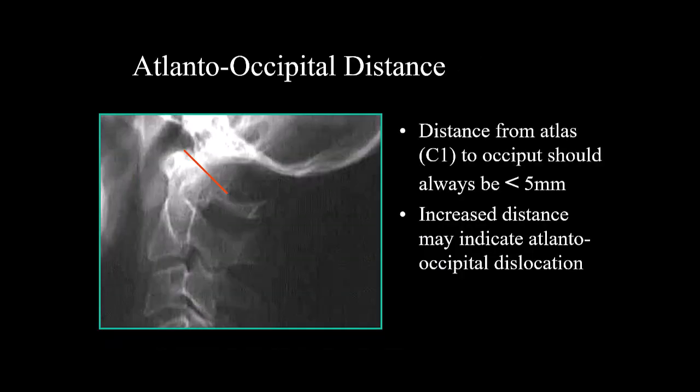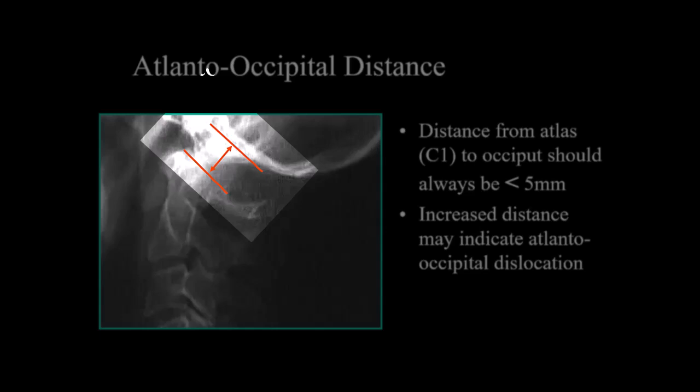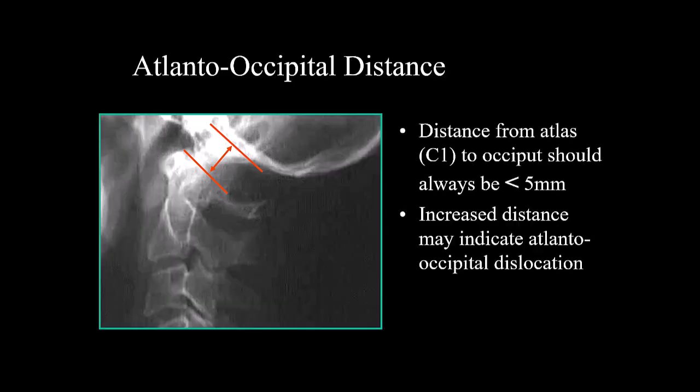We also want to take a look at the atlanto-occipital difference. Increased distance may indicate an atlanto-occipital dislocation. In other words, the skull has separated from the cervical spine itself. The distance from the atlas, C1, to the occiput should always be less than 5 millimeters.